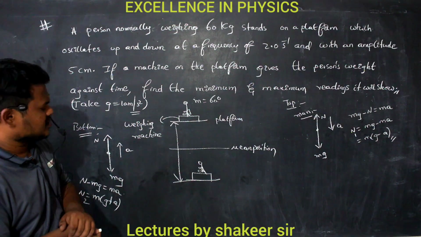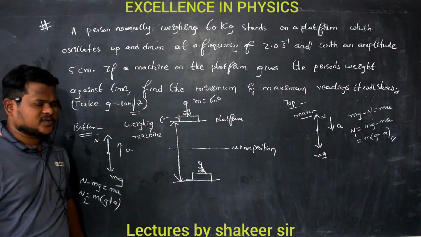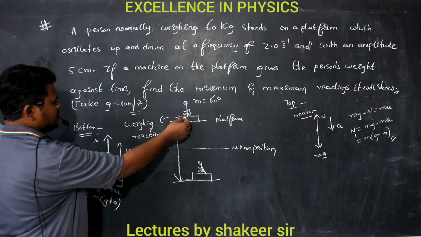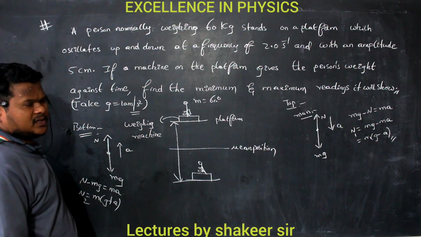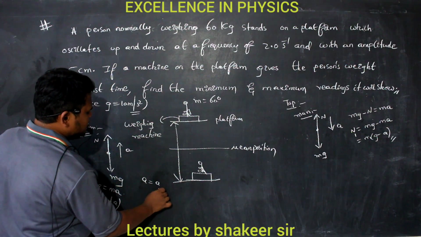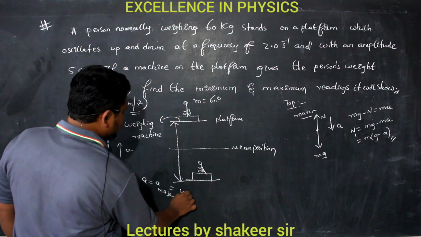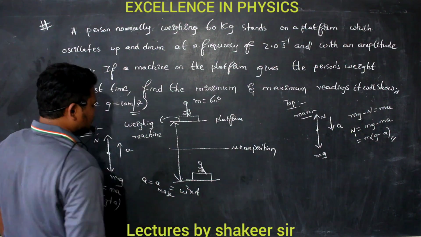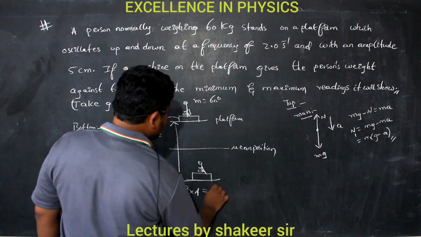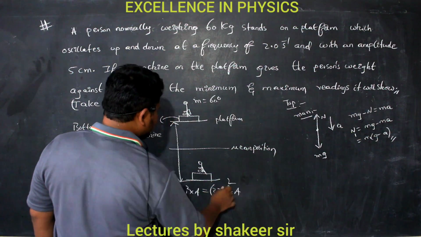Now what about acceleration? How can I calculate this acceleration? Mass I know is 60 kg, g value is 10, and a value we are supposed to find out. a is the acceleration at the maximum displacement from the mean position, no? So there a will become a max, the maximum acceleration, and we have already studied the equation for maximum acceleration, which is omega square into A. Omega can be written as 2 pi f, so (2 pi f) whole square into A.